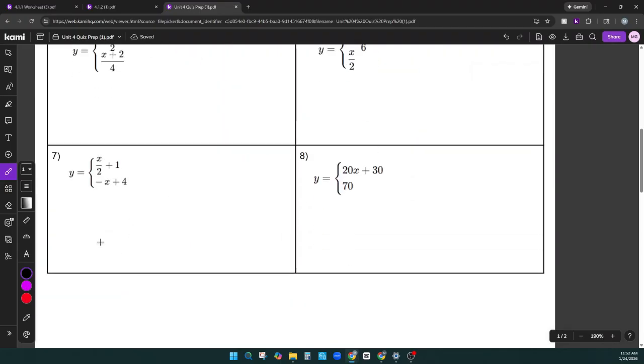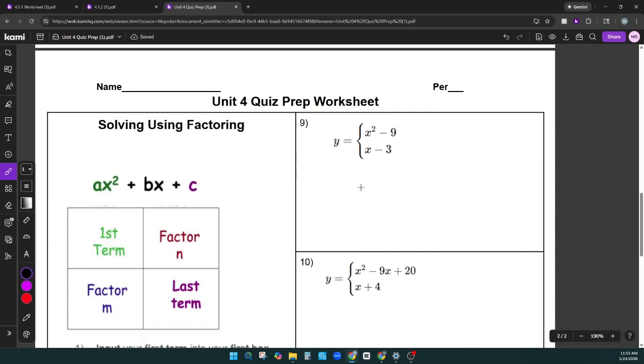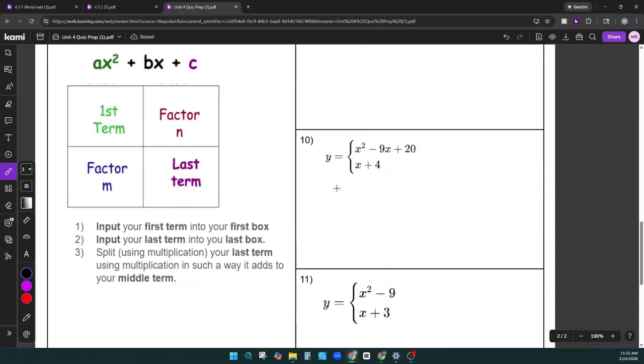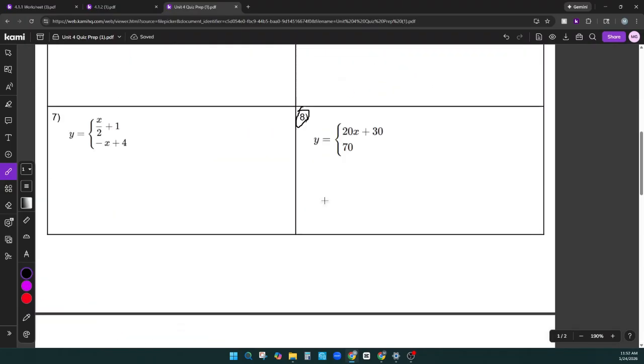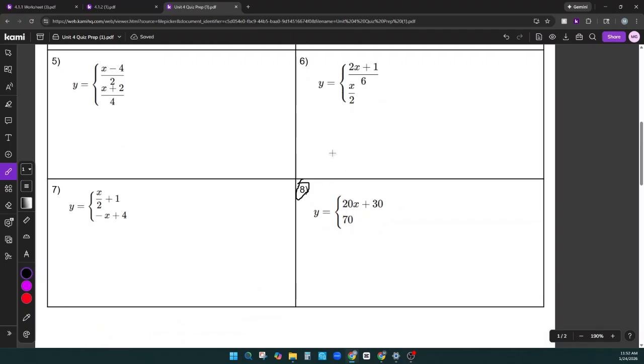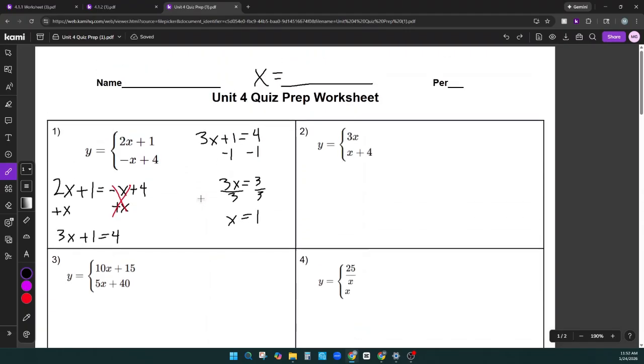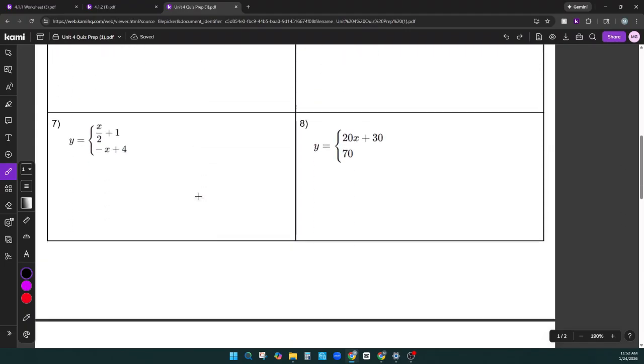We've got some practice throughout class about how to do these problems. For the quiz, I need you guys to focus up until problem number 8. Problem number 9 gets into using systems of equations and factoring. This will be on the test. 9, 10, 11, 12 will be on the test. For our quiz, I just need to make sure that you're comfortable up until number 8.